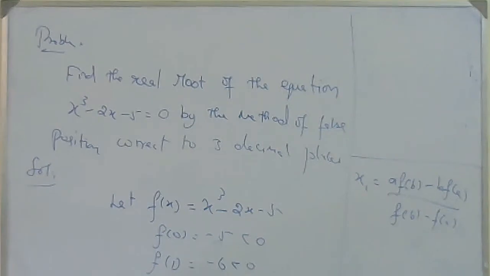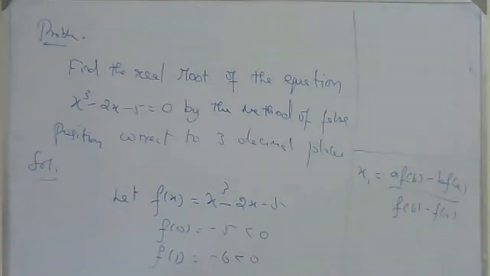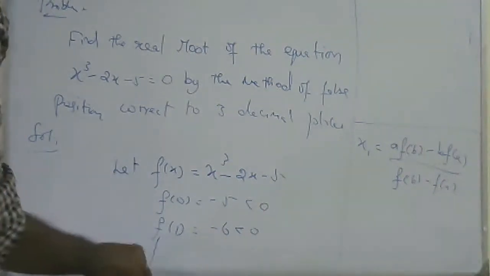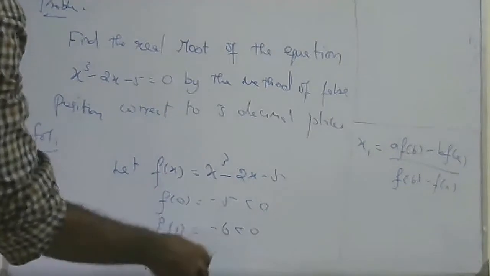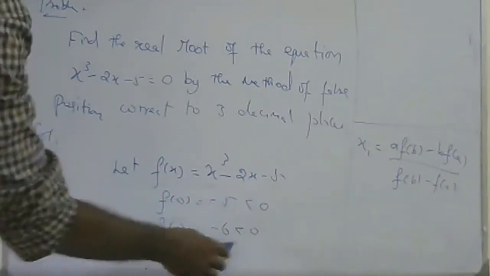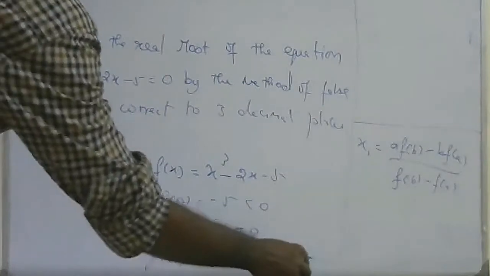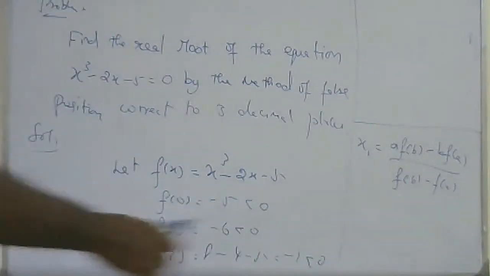Okay, so f of 0 is minus 5, strictly less than 0, negative. So f of 1 is minus 6. Okay, so still a negative value. What about f of 2? f of 2 is 8 minus 4 minus 5, so minus 1, less than 0. What about f of 3?